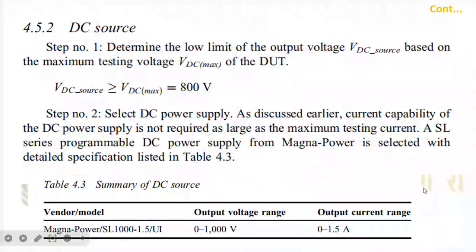And why very little current? Because I have told you that we will use it only to charge the capacitor, and then we can remove the DC source. So we don't need much current capacity. The output voltage capacity should always be greater than VDC max. So this is what we have seen.